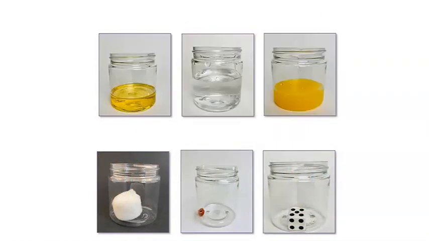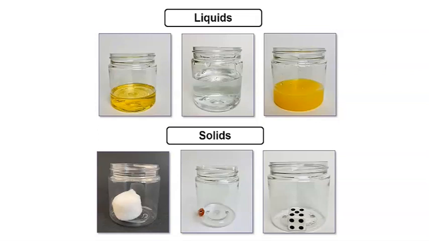Vegetable oil, water, and orange juice are examples of liquids. The shape of a liquid changes depending on the container the liquid is in. The cotton ball, bead, and die are examples of solids. Solids have a stable shape, which means their shape mostly stays the same.